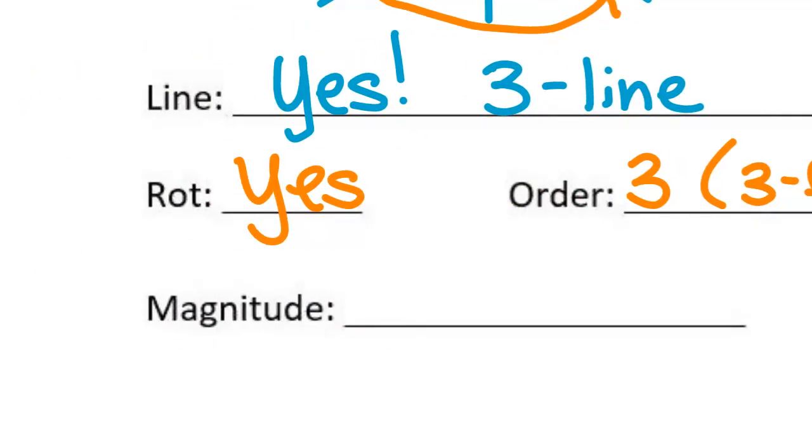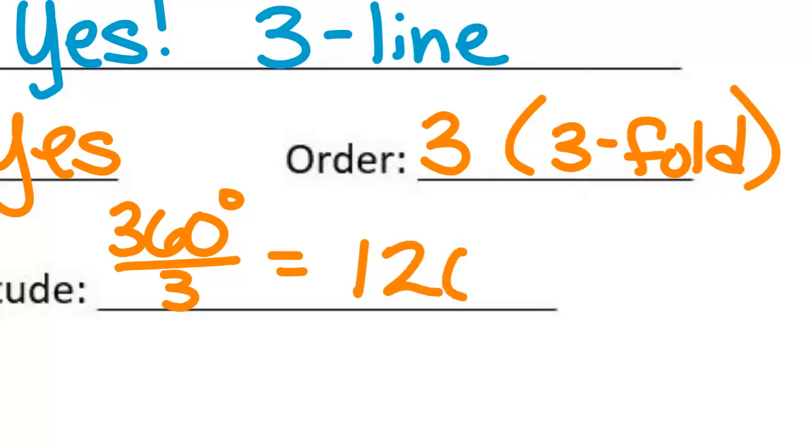And then the magnitude would be 360 divided by 3, which would be how much? 120 for our magnitude.